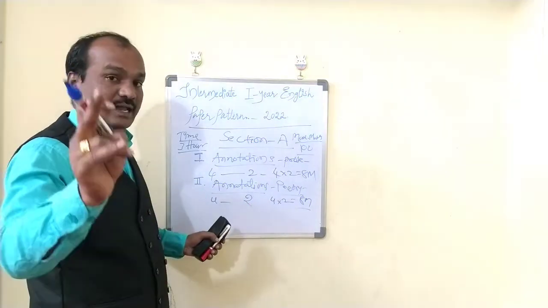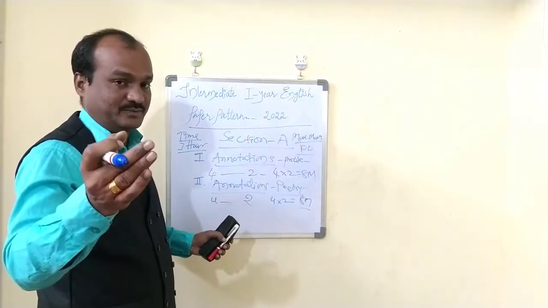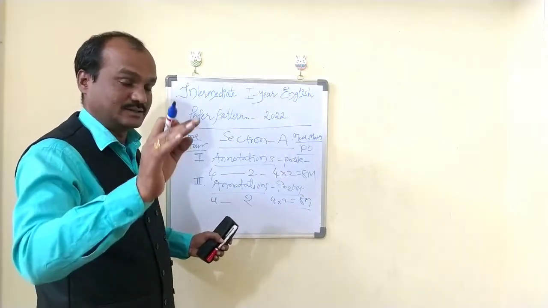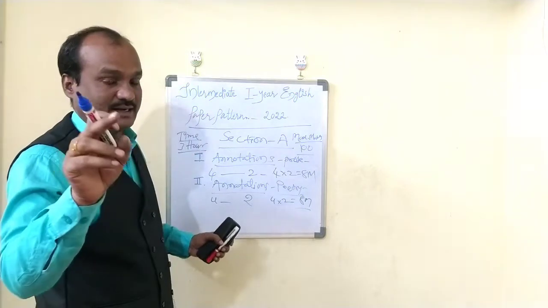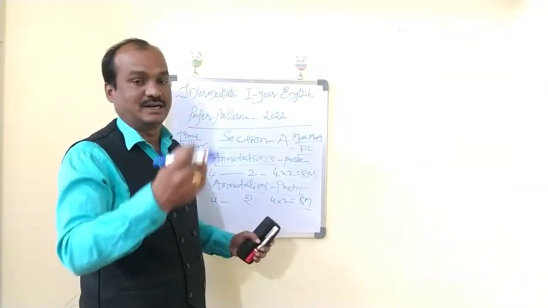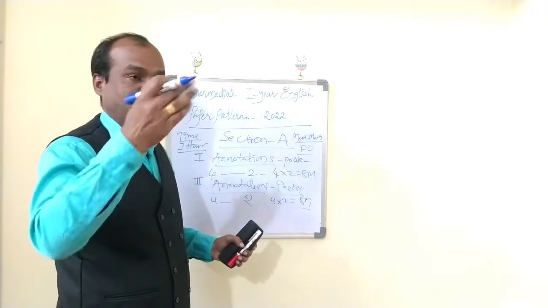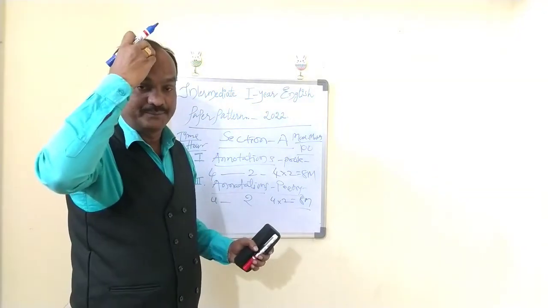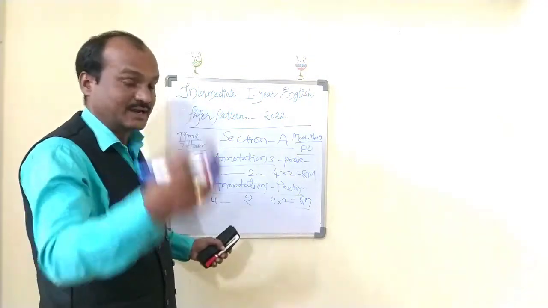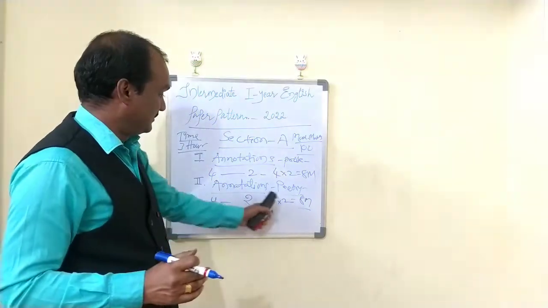One line from the poem will be given to you, and you are asked to write the annotations on the given line. From where the line is taken and by whom it is written, we need to write the context, the meaning and the explanation of the given lines. That is annotations from poetry.